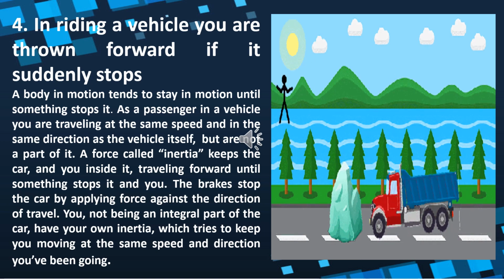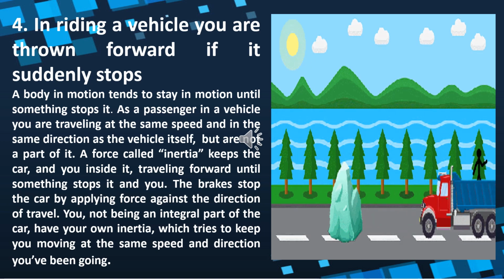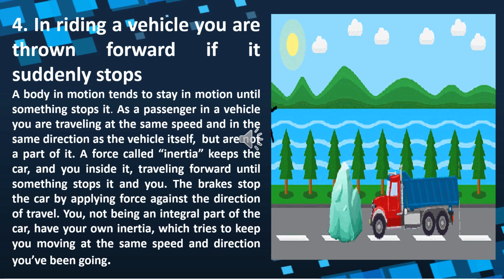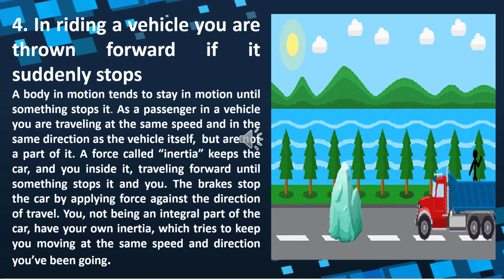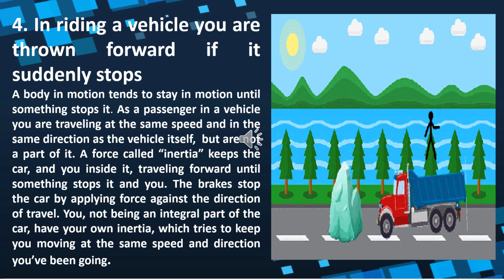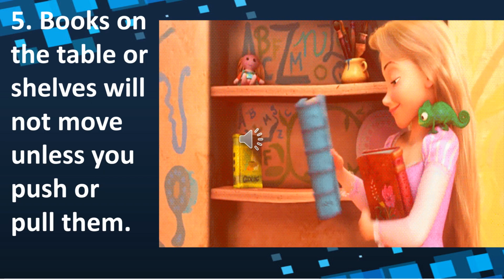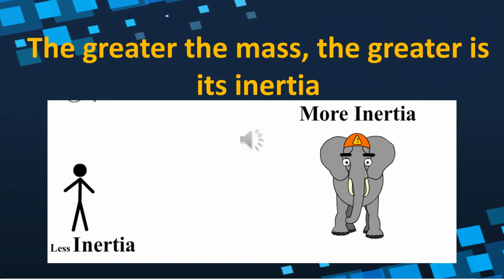The brakes stop the car by applying force against the direction of travel. You, not being an integral part of the car, have your own inertia, which tries to keep you moving at the same speed and direction. 5. Books on the table or shelves will not move unless you push or pull them. The greater the mass, the greater is its inertia.